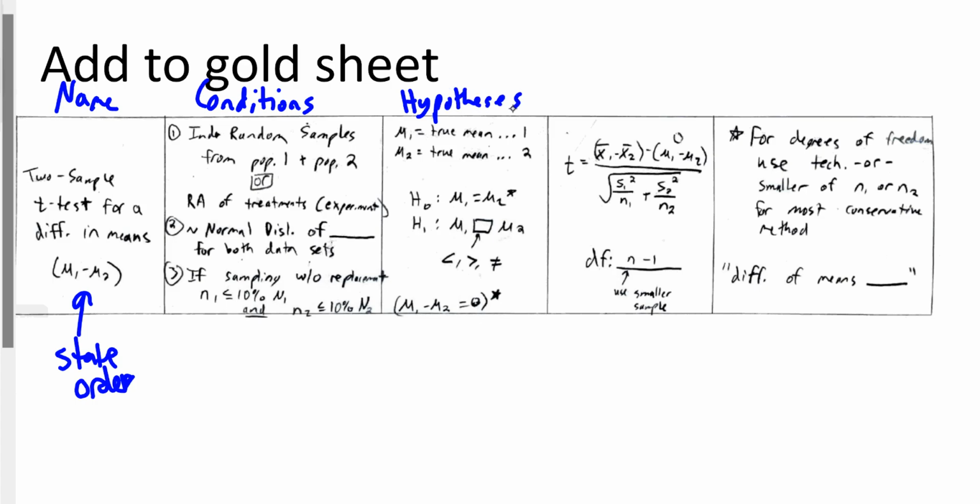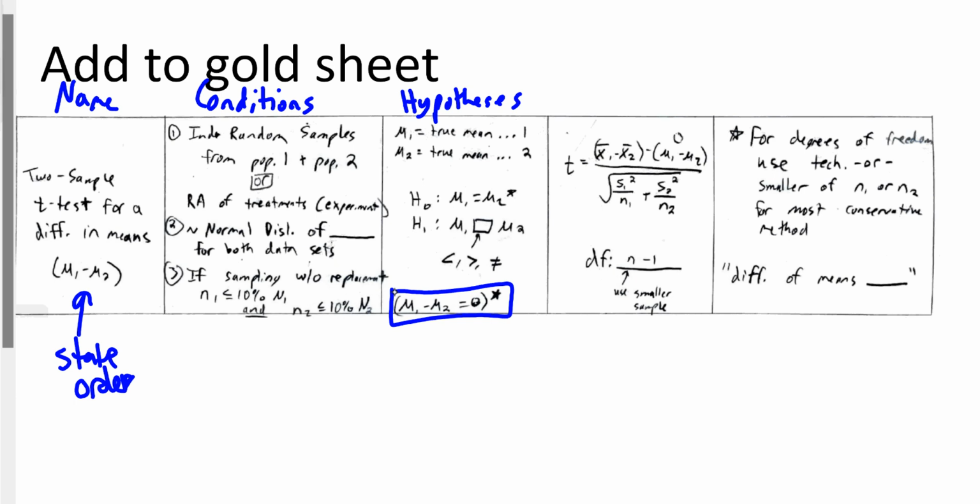Again, very similar. We're just comparing two things. Now, this is worth noting. We're going to assume that there's no difference, so mu1 minus mu2 should equal 0. That is an assumption. Usually it's going to be the case. Very rarely would it be anything else.